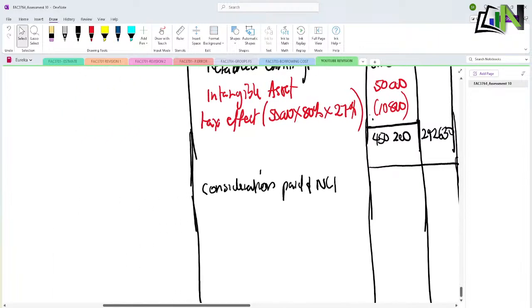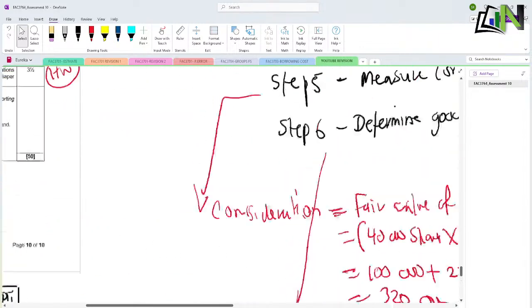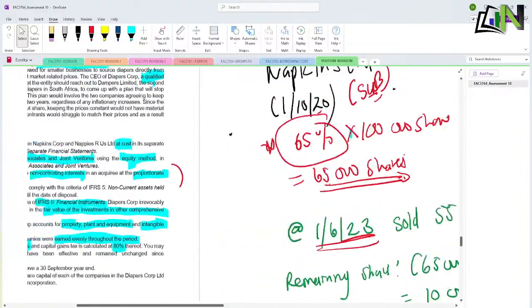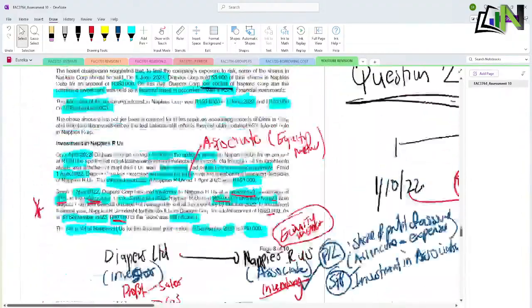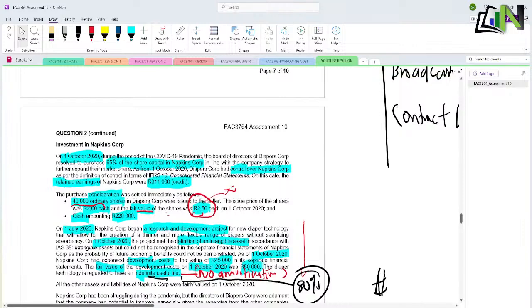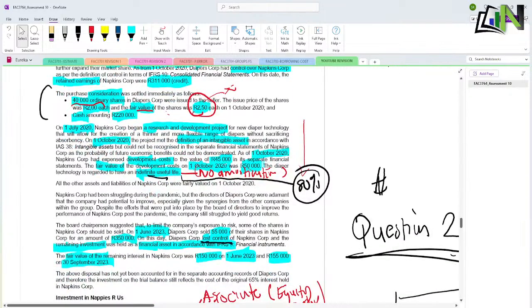So let's go check out what we were told on the consideration paid. I'm going back to the information that talks about Napkins again. It says we're going to give shares and we're going to pay cash. The cash value is 220,000, and for the share value we're going to use the fair value per share, which was 250. So 40,000 shares multiplied by 250, plus 220,000.